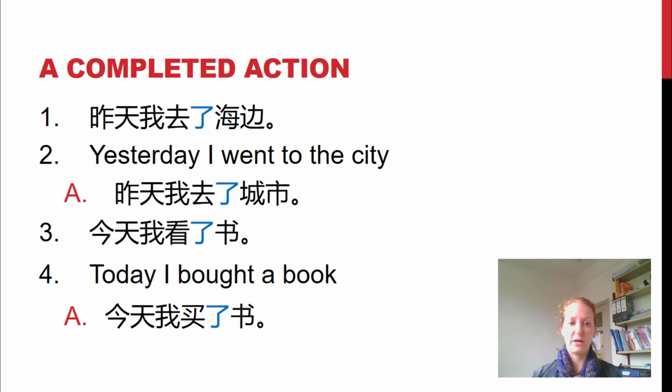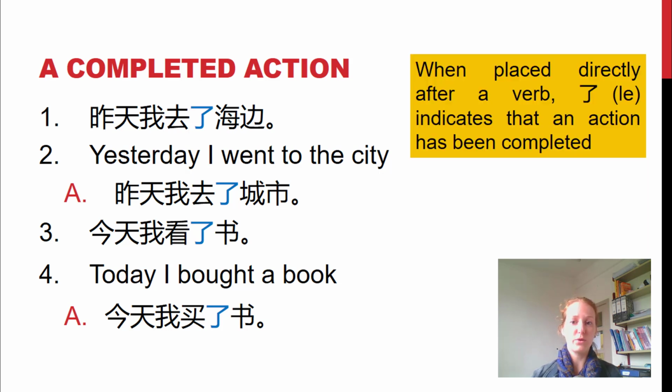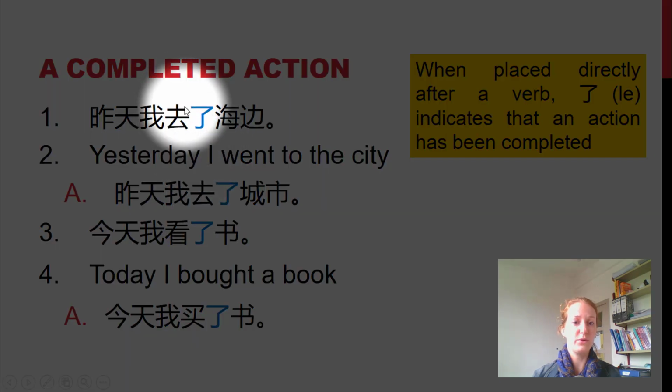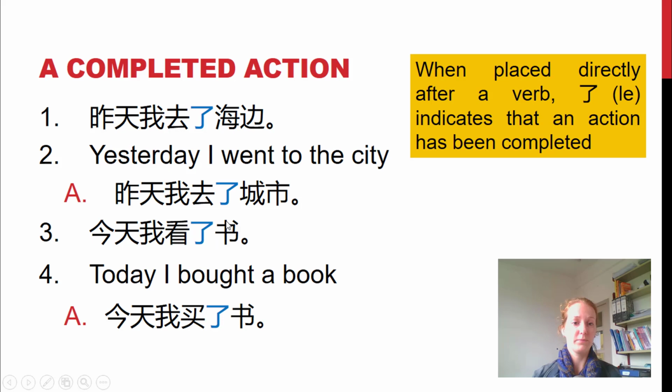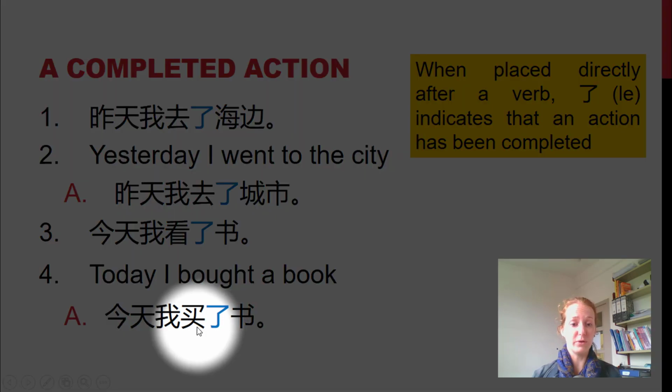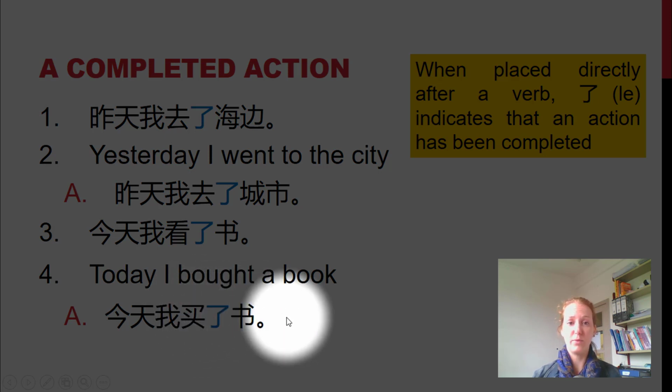Here are some notes to help you. So when placed directly after a verb, 了 indicates an action has been completed. So if you look at these examples, have a look where the verbs are. For example, the first one, 去 means to go. The 了 is placed straight after it. 去了海边. Or I bought a book, 买 to buy something. 买了书, bought a book.